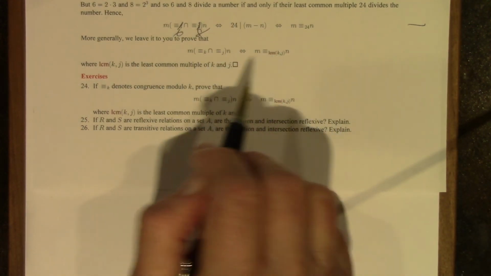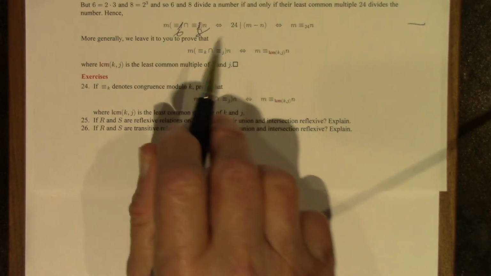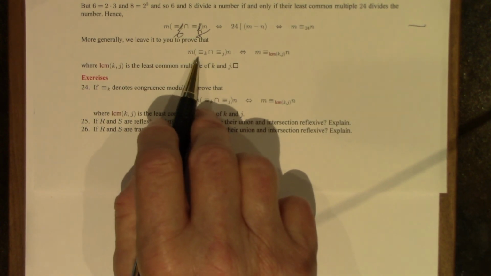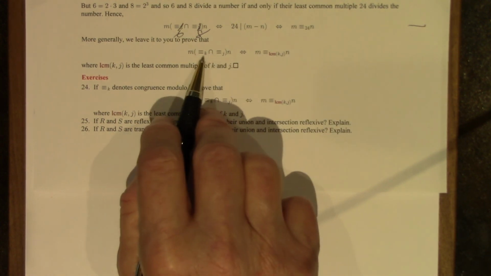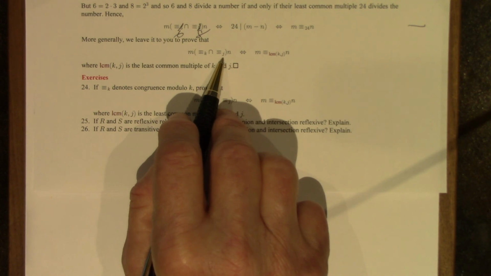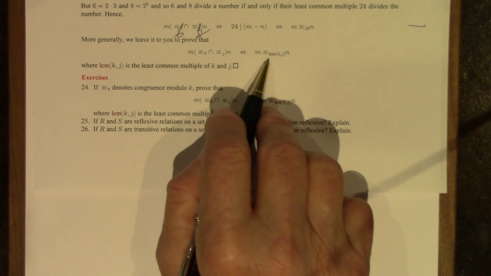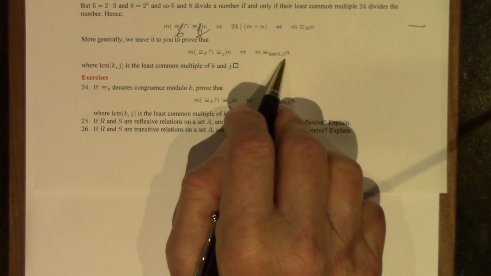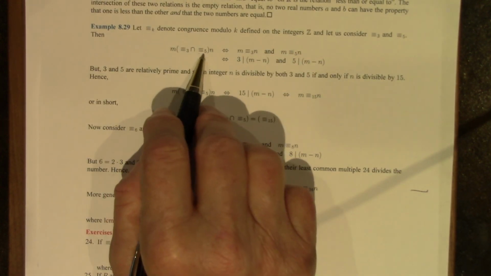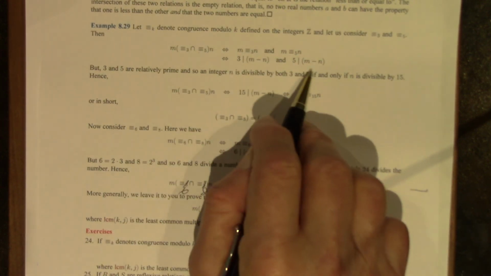And in general, I'm going to leave it for you to check that the intersection of congruence mod k and congruence mod j is congruence mod the least common multiple of k and j. That worked also for 3 and 5. Their least common multiple is their product because they're relatively prime.